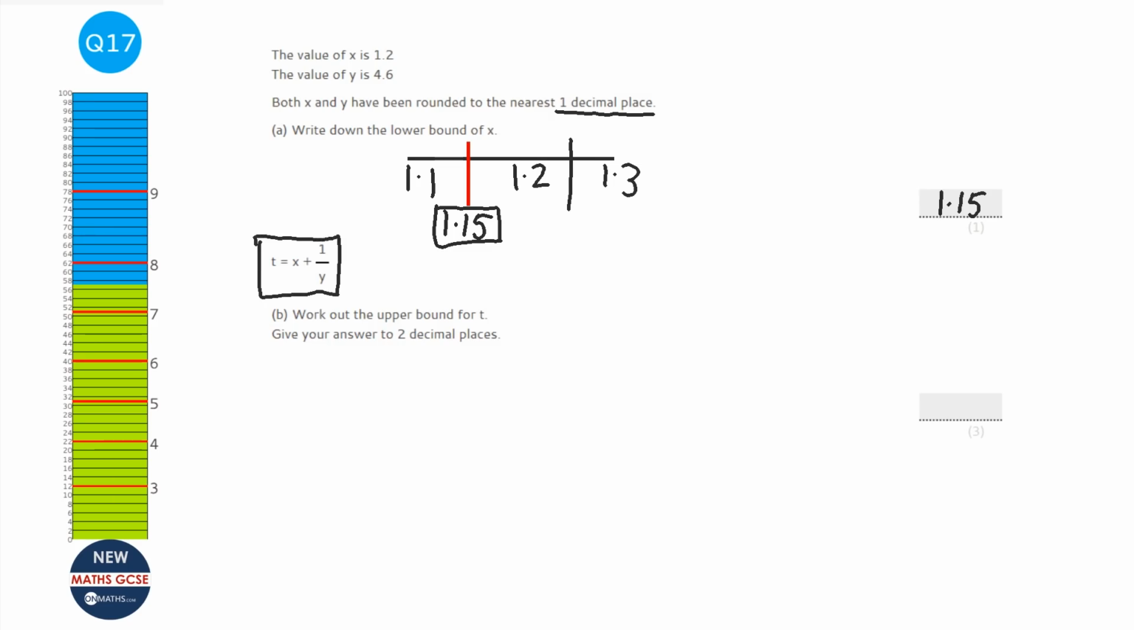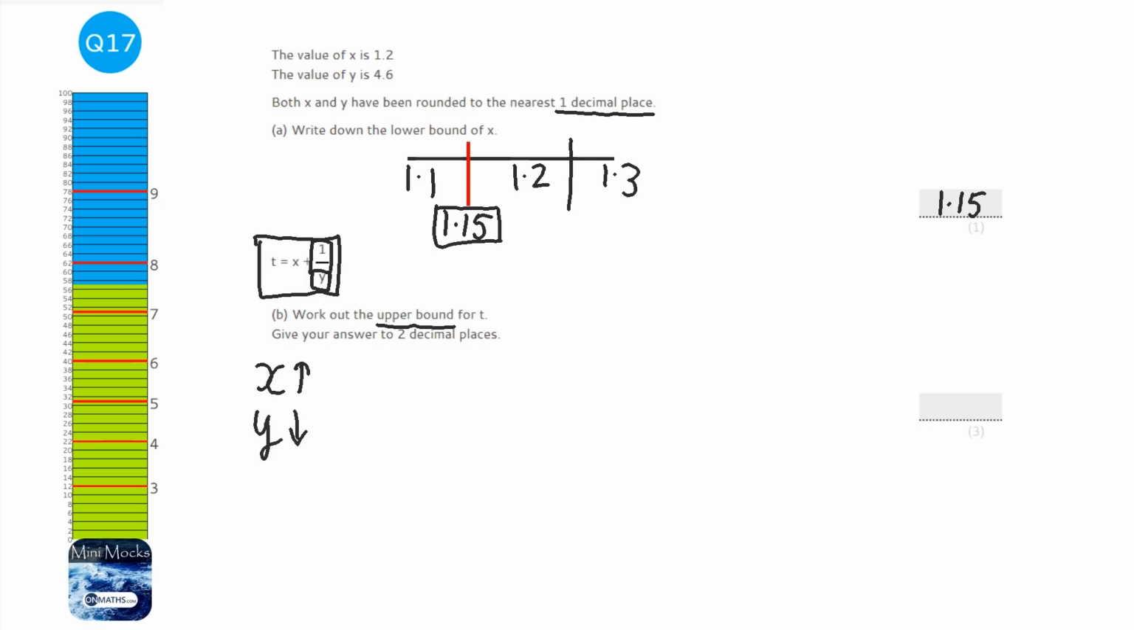Now we've got to be careful when we're using formulas. We're looking for the upper bound of t, so we're looking for t to be as big as possible. Well, for t to be as big as possible, x needs to be as big as possible because we're adding it and we want a number to be big that we're adding. But the bigger y is, the smaller that fraction becomes. So we want actually y to be as small as possible.